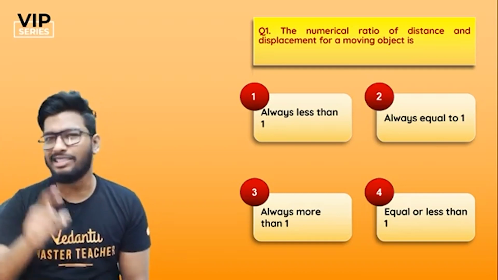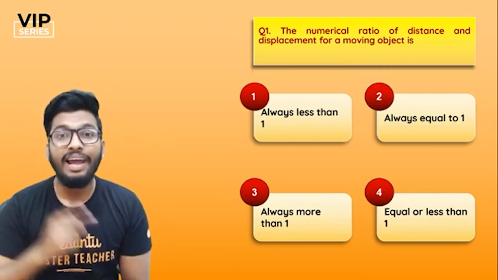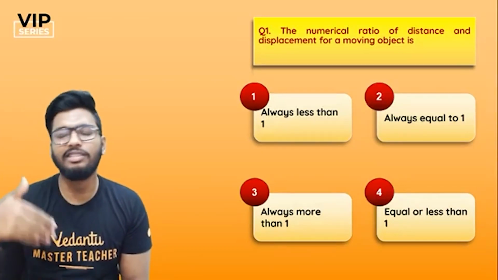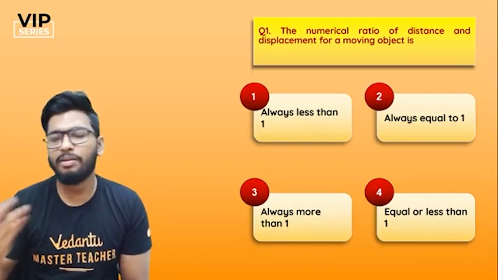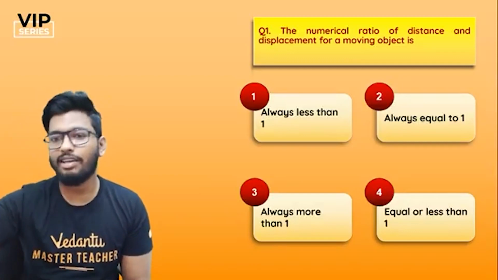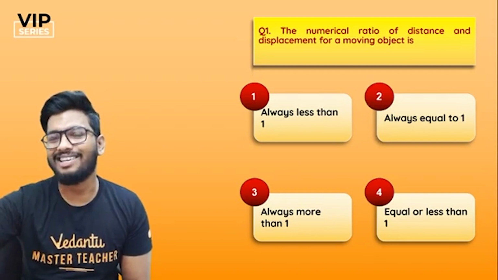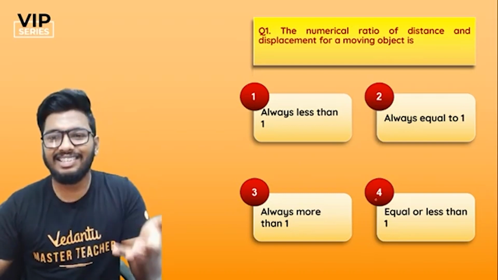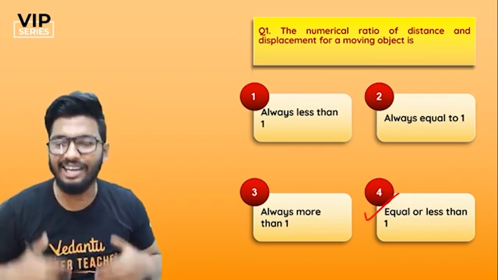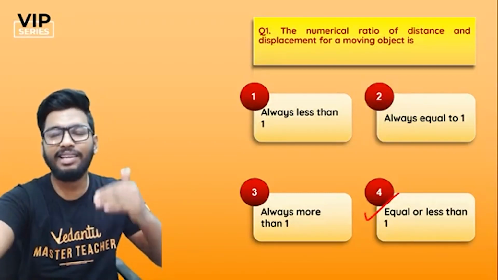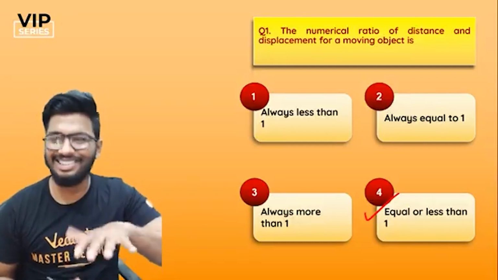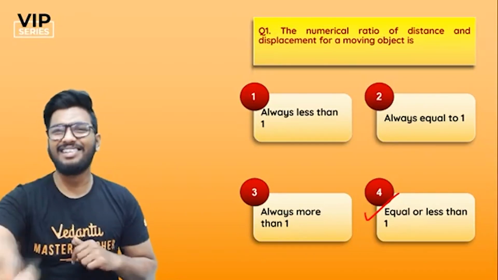Because of that guys, you cannot say that it's always greater than 1. It is not always equal to 1 also, because it can be negative as well. Distance can be positive and displacement at the same time can be negative for the same scenario. So for that reason you can say that option number 4 would be the right answer, because displacement can be equal, but at the same time it can also be less. It cannot be greater than distance, but it can be less than the distance that we have. So the answer is option number 4.